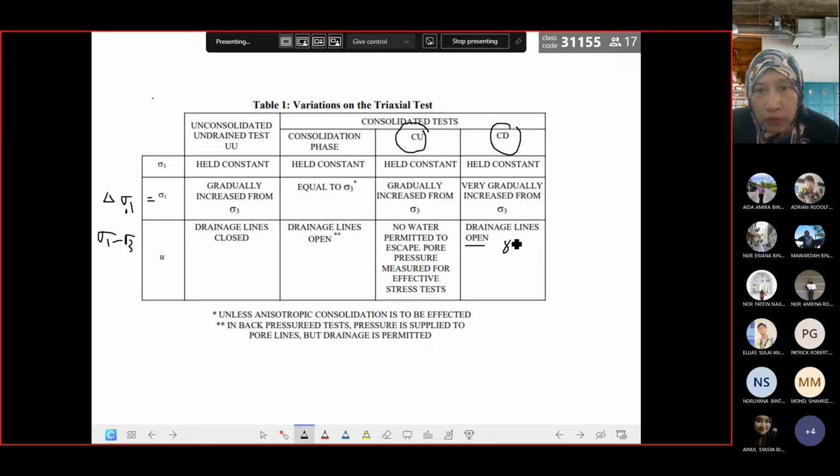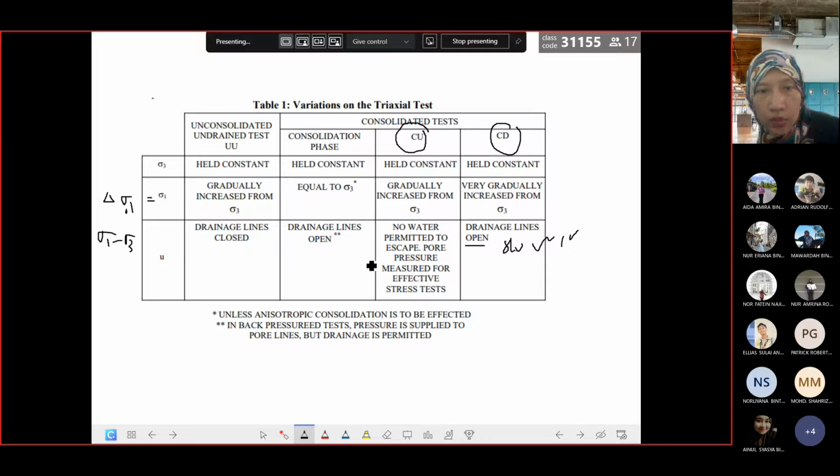Tapi you kena ingatlah dalam kes ni kita akan apply slow rate straining. Maknanya proses failure tu berlaku agak perlahan berbanding you kenakan sampel untuk triaxial consolidated undrained test. Okay, yang ni gradually increase from sigma 3. So very gradually increase from sigma 3. This is for sigma 1 untuk CU dan juga CD.